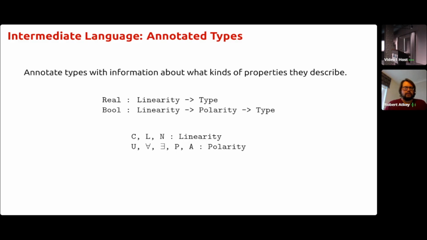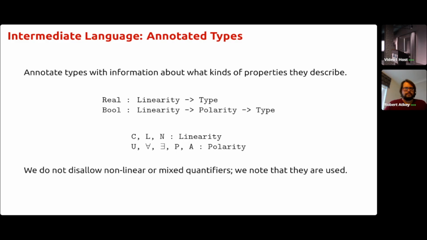And here we have got a rich language of unquantified ones with U. We have universally quantified ones, existentially quantified ones, what we've called parallel quantification, which is where we have conjunctive combinations of properties, which can either be purely universal or purely existential. And then we have alternating ones where we do genuinely mix the for all and exists. And so we annotate our types with these things to tell us what kind of property it is. But the crucial point is that we don't want the user to ever see these annotations. This is part of our internal analysis to work out whether or not a specification can be compiled. And also note, we do not disallow nonlinear properties or mixed quantifiers. We're just going to note that they are used.